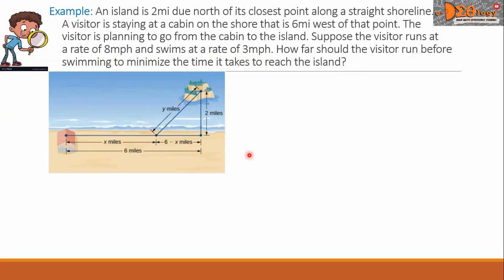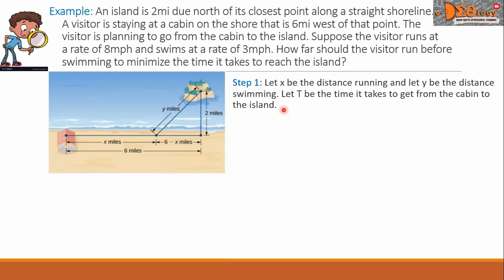We put an illustration here for better understanding of the problem. The island is here. It is due north from the straight shoreline. The cabin is here, which is 6 miles from this point. So for step 1, we let x be the distance running and let y be the distance swimming. This is the x from here up to here and the y from here up to the island. Let capital T be the time it takes to get from the cabin to the island.